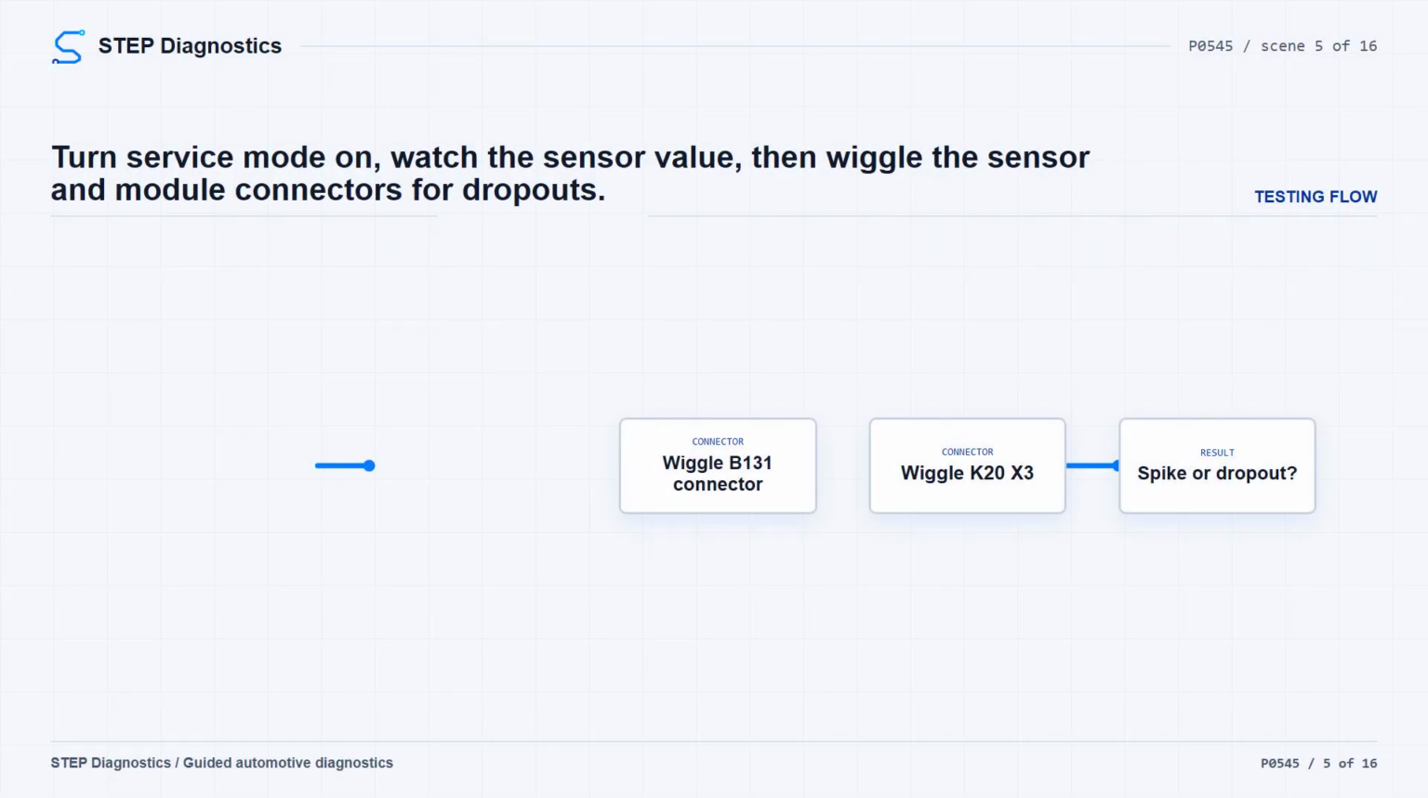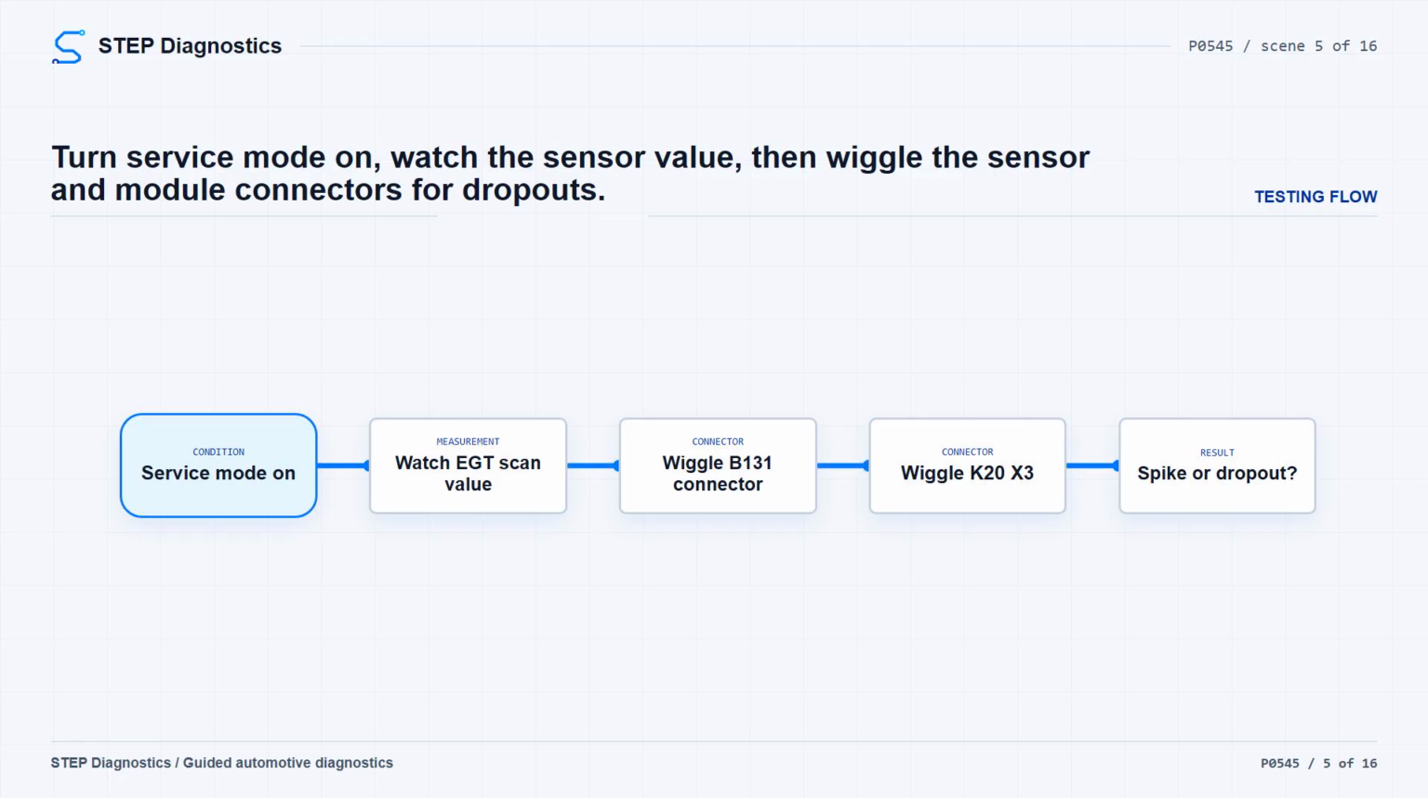For verification, turn the ignition on with the vehicle in service mode. Watch the appropriate exhaust gas temperature sensor parameter on the scan tool. It should be between -39 and 999 degrees Celsius, or -38 and 1830 degrees Fahrenheit. If it is outside that range, go into circuit testing. If the value is in range, keep watching it and make sure it does not spike or drop out.